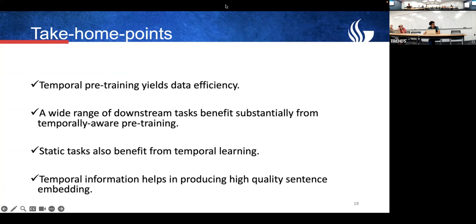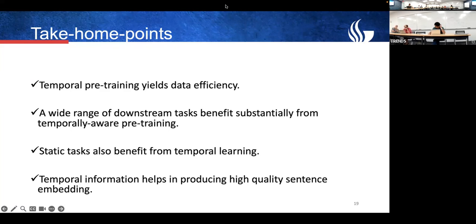And then temporal information helps in producing high quality sentence embedding. So they did experiments on sentence embedding as well. They had a table, I didn't include it here, but it showed that. So I think this is an excellent work. They have done a lot of studies, but in future maybe diverse data sets could be used to see if this pre-training method works.